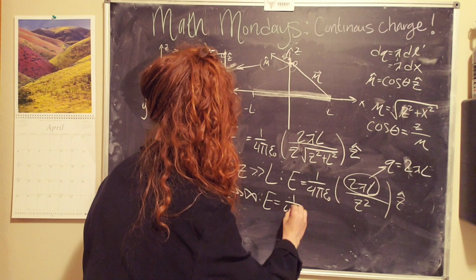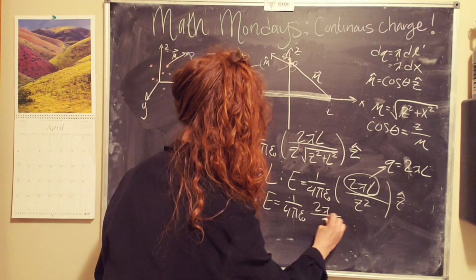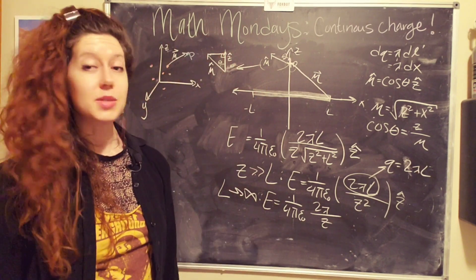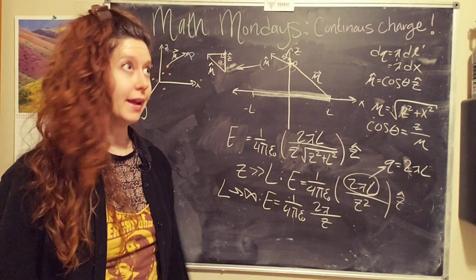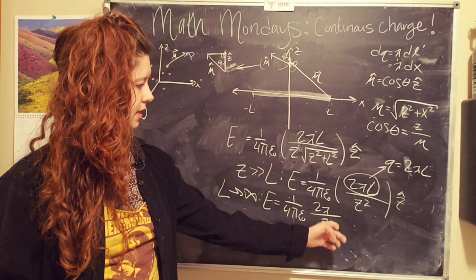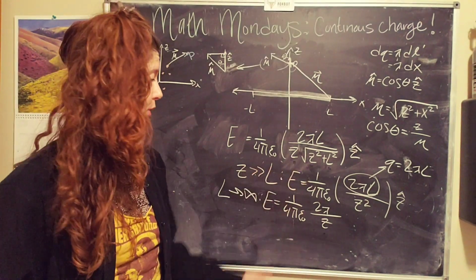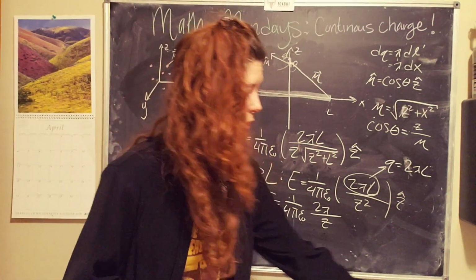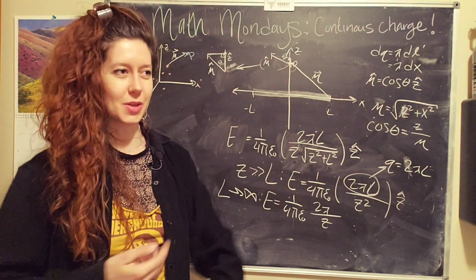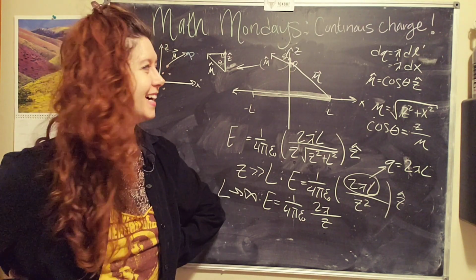So now we have 2 lambda over 4 pi epsilon naught Z. And this would be the electric field of an infinitely long wire. One of the interesting things is that at this point, it doesn't depend on the length of the wire. So boom, there you go. Whew, okay. That was a lot of math and a lot of physics and a lot of fun. I hope you had fun.